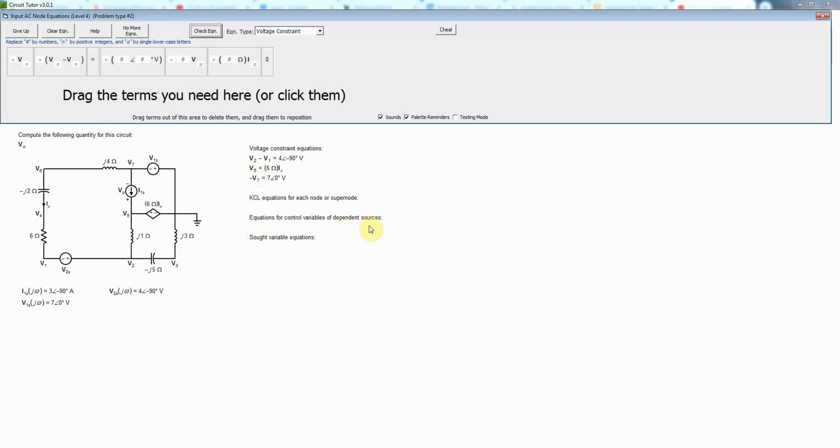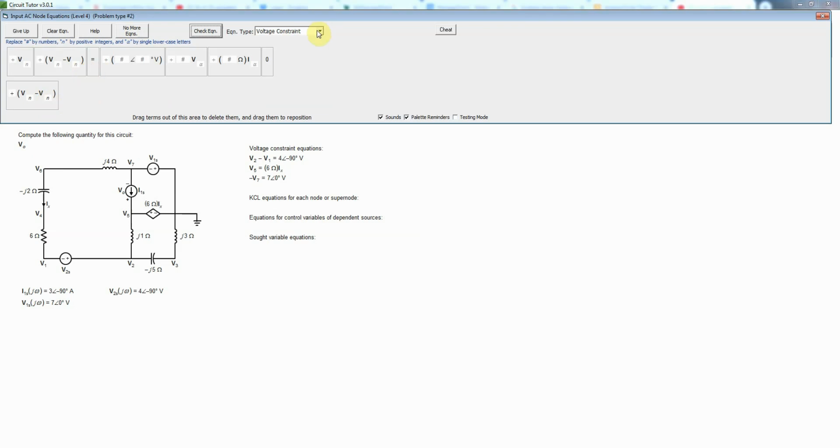So now let's do the control variable for the dependent source. So the control variable, remember, is the Ix value. That determines the output value of this source. So we need to write an equation for Ix, which we find over here. And that's basically going to be given by an Ohm's law type of equation. So we'll need a difference of node voltages.